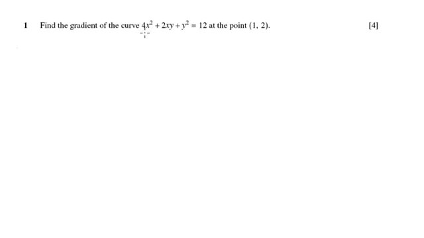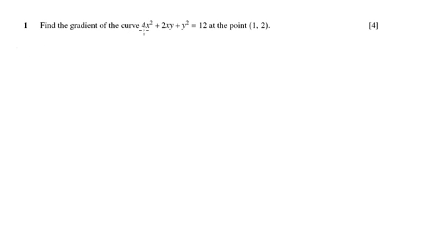Question 1 asks us to find the value of the gradient at a particular point on this curve here, which is given to us implicitly. So for these types of questions, we need to differentiate each part of the equation separately and then go from there. So that's what I'm going to do first.